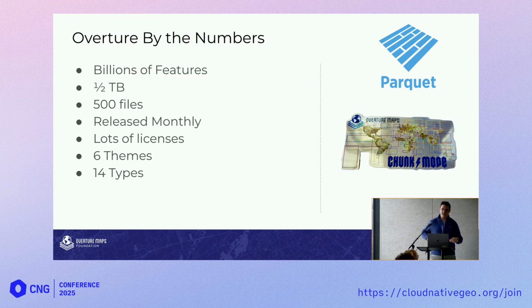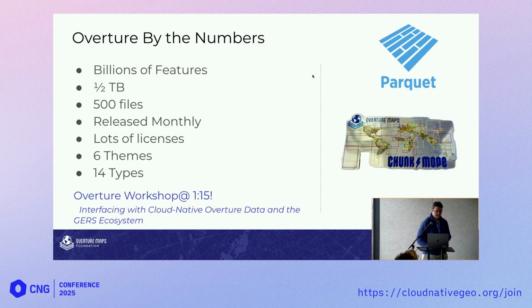We've striated the data into several different themes. So these are things like buildings, places, addresses. And each one of those themes can have subsequent types underneath it. So we have a base theme that has like 5 or 6 different types underneath it. And if you want to know a little bit about Overture data itself, then we do actually have a workshop this afternoon that Jennings will be doing. So I encourage you to go there.